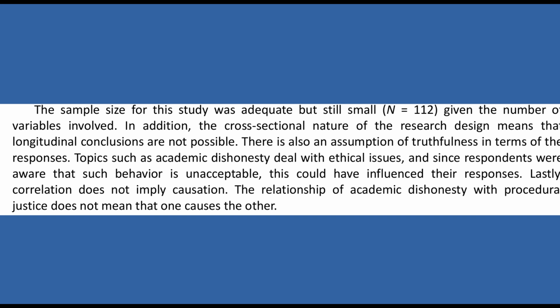Now, let's take a look at this. The sample size for this study was adequate but small. So I had a small sample size, 112. That's not good enough for most quantitative scholars, given the number of variables involved. In addition, here's another problem. The cross-sectional nature of the research design means that longitudinal conclusions are not possible. So I'm not making conclusions based on something that happened over time. It was a snapshot.